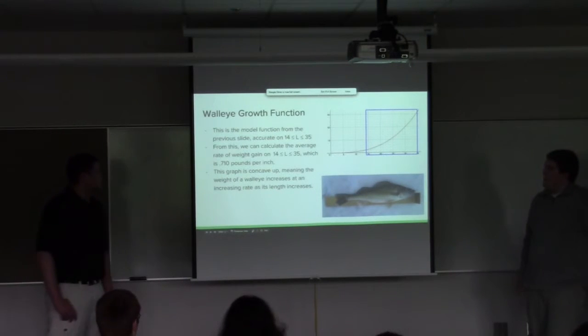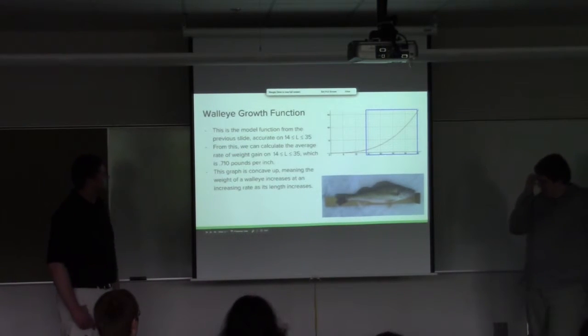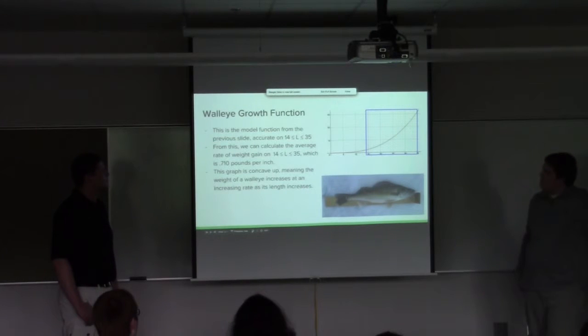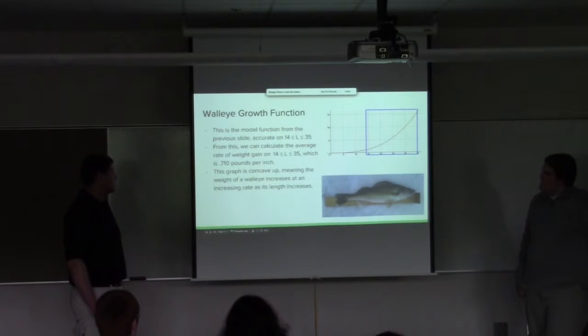So this is a graph of the model function we had on the previous slide. It's accurate from 14 to 35 inches, which would be considered an adult walleye. From this, we can calculate the average weight gain on that interval, which is 0.710 pounds per inch for the walleye. As you can see, the graph is concave up, meaning the weight of a walleye increases at an increasing rate as the length goes up.